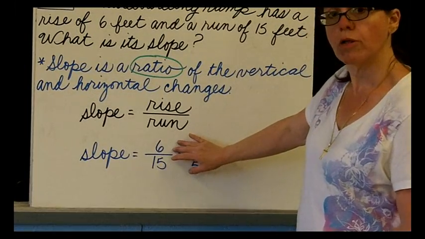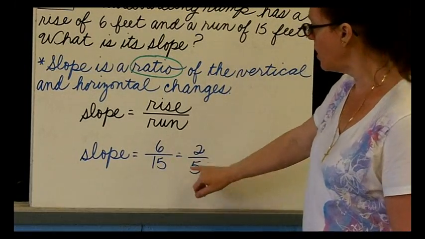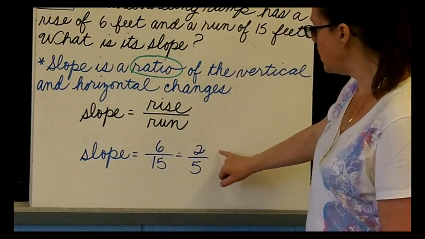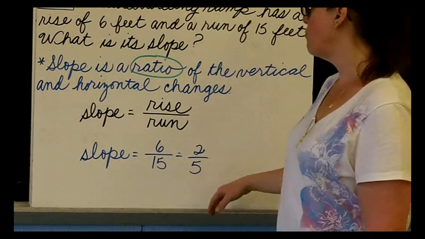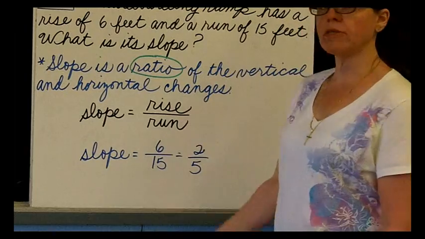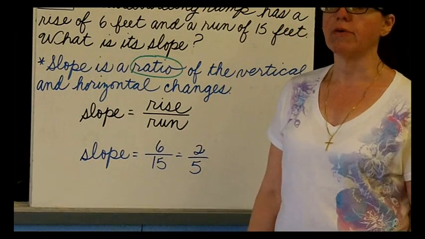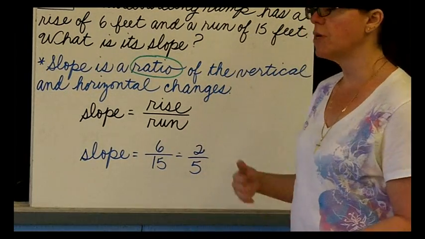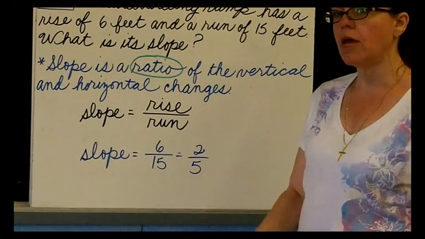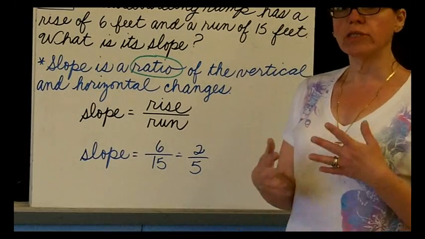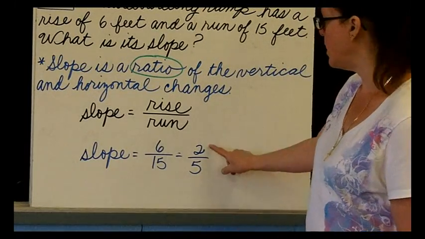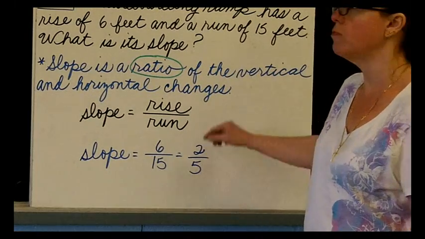And just like with all other fractions, we simplify. 6 over 15 is the same as 2/5. So the slope of this line is 2 over 5. Now, it might seem a little strange, but as we work through this lesson and the next, you will start to get a better understanding of what this means in real terms.